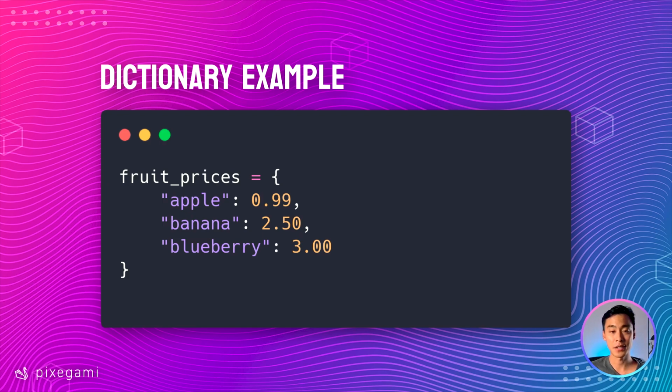Here's a very basic code example of how to create a dictionary in Python. So we'll start by writing the variable name. Here I'm writing fruit prices. Instead of the square brackets like the list, you need to use these curly brackets instead. And for each entry in the dictionary, I want to specify the key, which you see on the left. So those are the strings like apple, banana, blueberry, and then there'll be the colon, and that maps to the value we want to store for that key. So here I'm saying that the apple is 99 cents, the banana is $2.50, and the blueberry is $3.